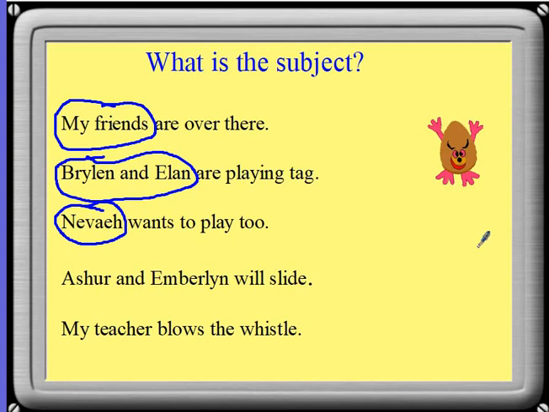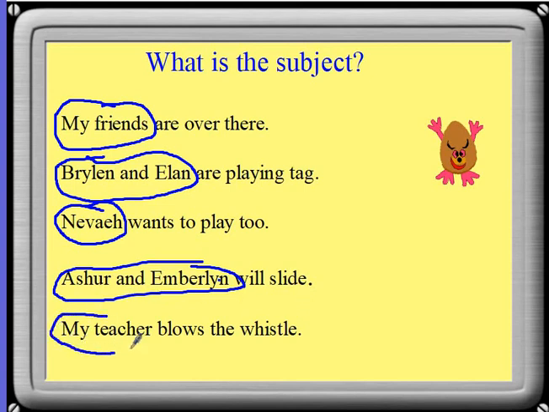Alright, remember the subject is who the sentence is about, or who is doing something. So in this sentence, Asher and Emberlyn will slide. Who was doing something? Very good, Asher and Emberlyn. And then in this sentence, my teacher blows the whistle. Who was doing something in that one? Or who was the sentence about? Very good, my teacher. Or if you would have just said teacher, that would have been okay too. Remember, we can just say the one word if we need to.